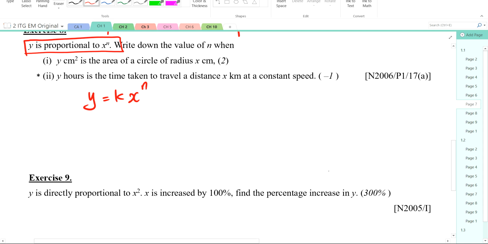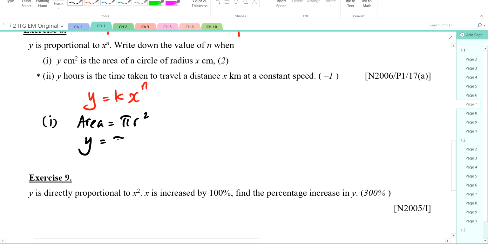Then now they tell you, write down the power of n, this power over here, when y represents the area of a circle radius x. So what do you think the equation for area of circle is? For part 1, area equals pi r squared, isn't it? But instead of area, we now have y. That's what the question is telling you. The area is represented by y equals pi. What is the radius represented by? In the question, x. Okay, x squared, right?